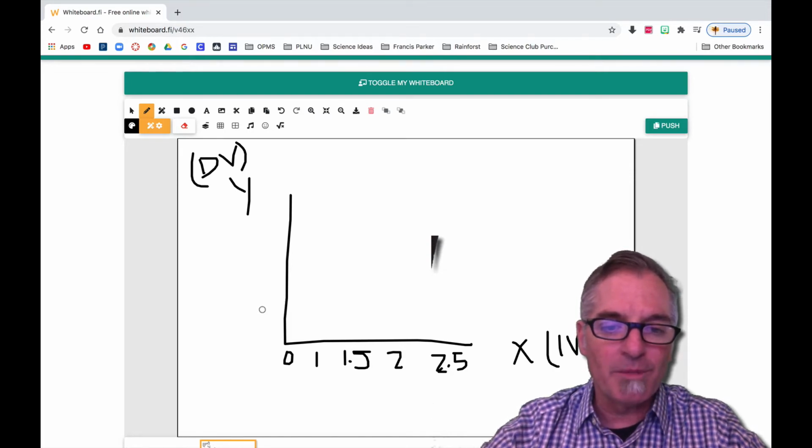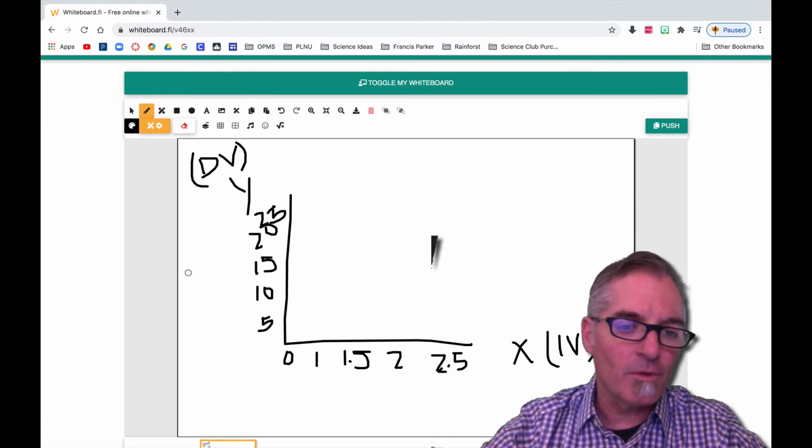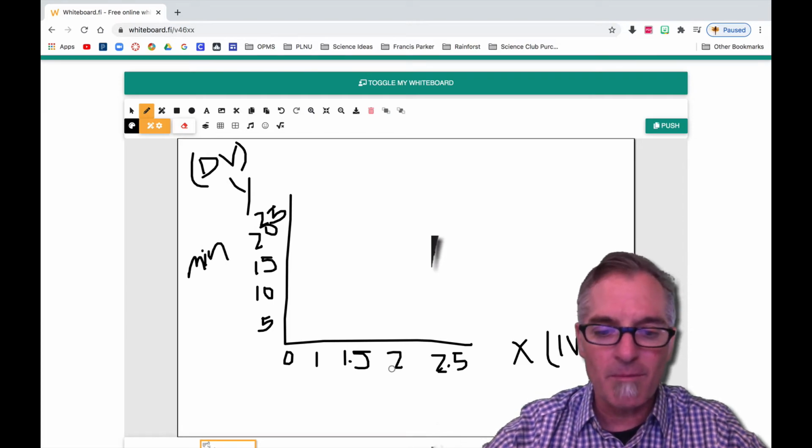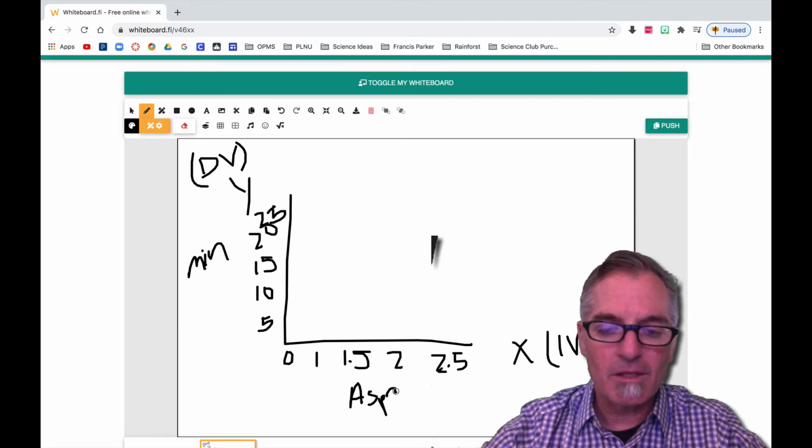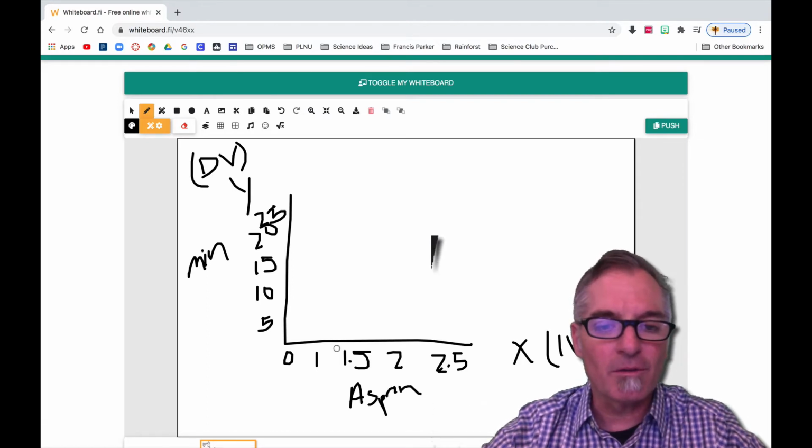And then over here would be time. So let's say 5 minutes. Over here might be 10 minutes until the headache disappears. 15, maybe 20, 25 minutes. So we need to put minutes here. Minutes it takes for the headache to go away. What's down here? This is going to be the amount of aspirin. Alright? Okay, it's really hard to write with this.